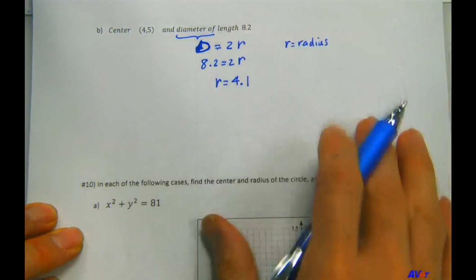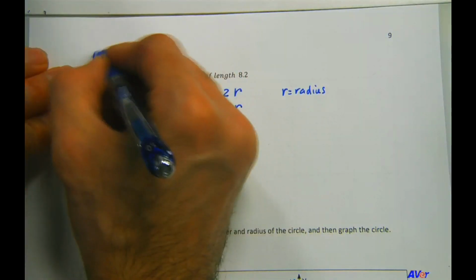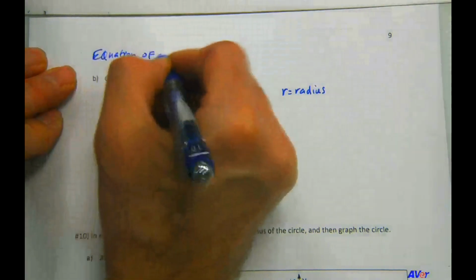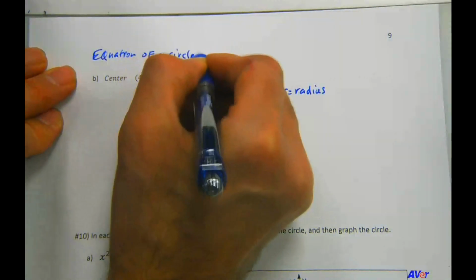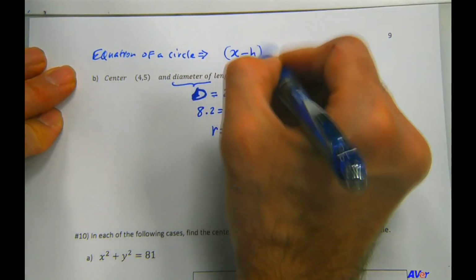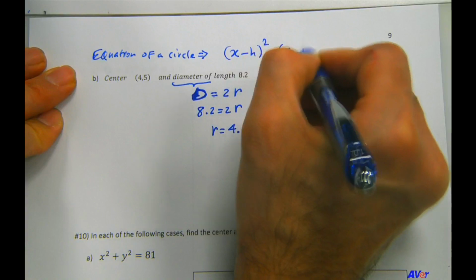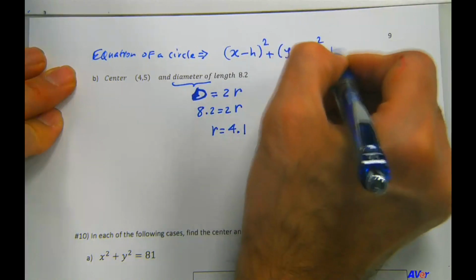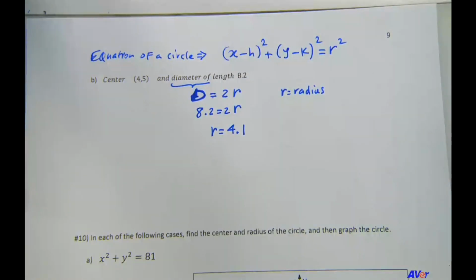We know that the general equation of a circle is (x minus h) squared plus (y minus k) squared equals r squared, right? We know that.